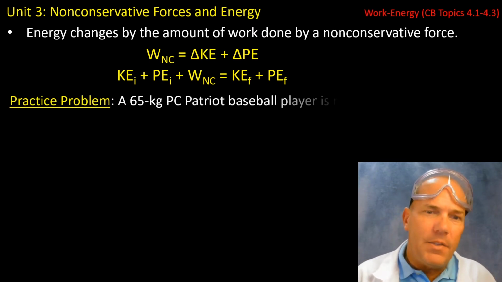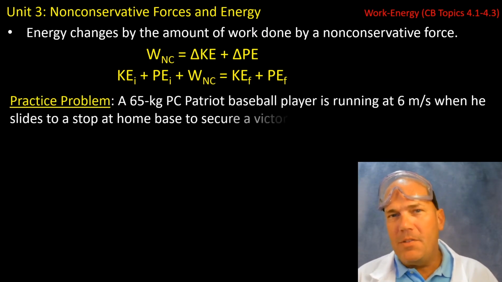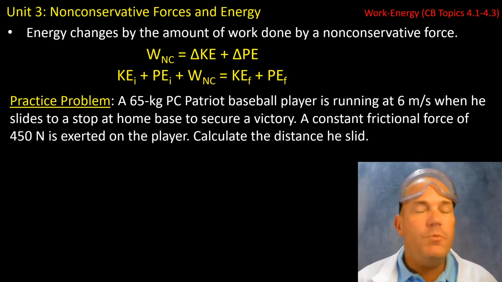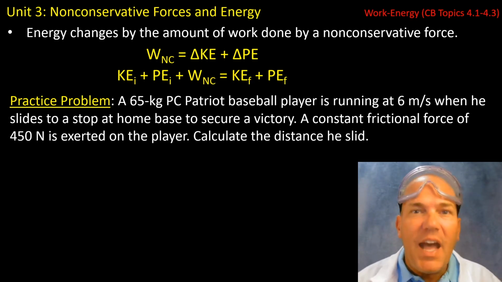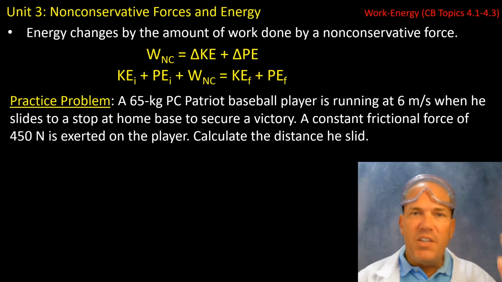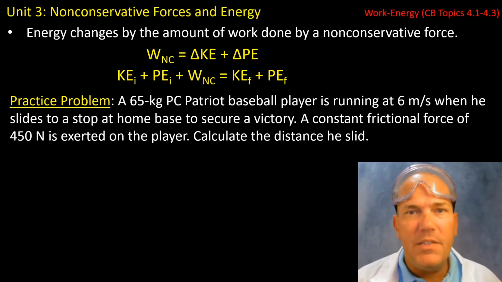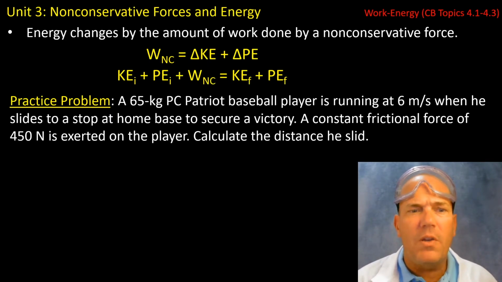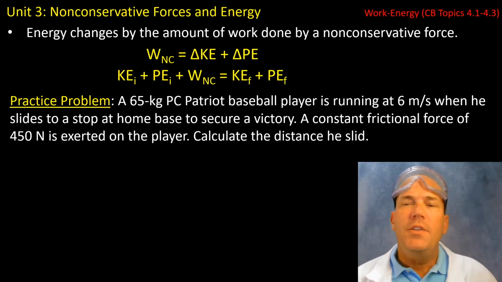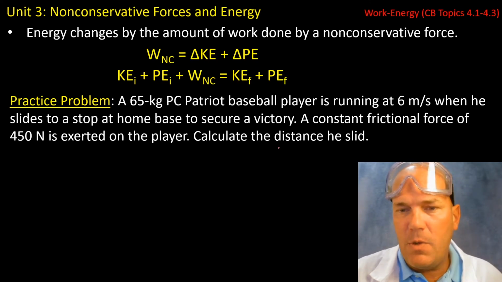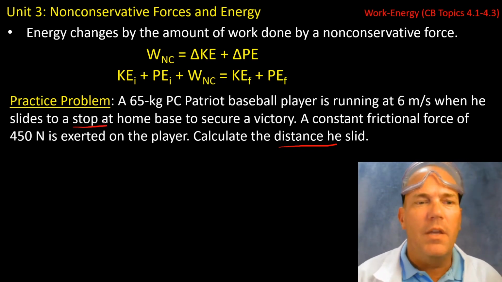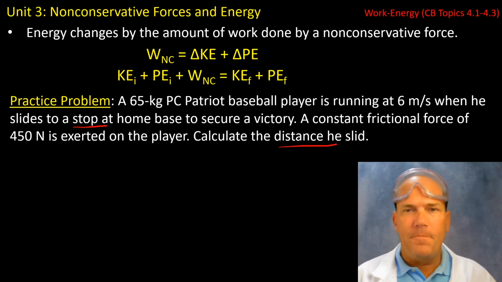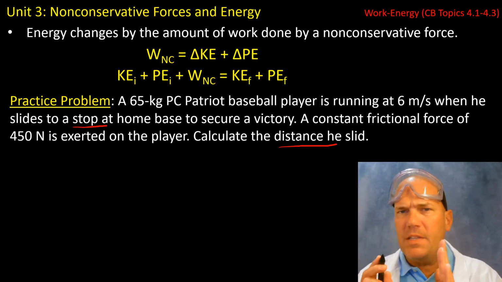So let's do a practice problem so you can understand how this works. We have a 65 kilogram PC Patriot baseball player. He's running at 6 meters per second. He slides to a stop to secure the victory. However, while he's sliding, a constant 450 newtons of frictional force is exerted upon the player. You're asked to calculate the distance. So as always, I'm going to underline a couple key words here. Stop refers to his final velocity being 0 meters per second. And we're asked to solve for the distance.